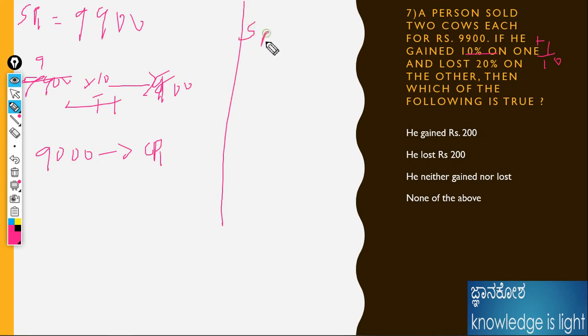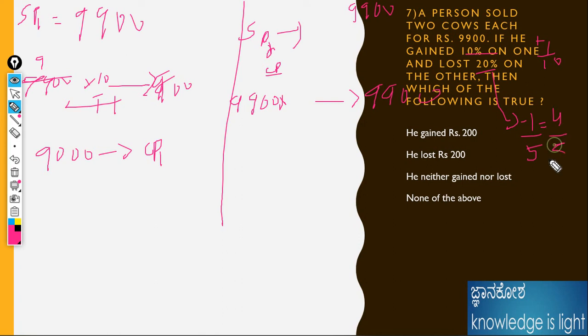And what is the second one? The selling price is the same. A 20% loss is mentioned. What is 20%? 1 by 5. 1 by 5 means 1 minus 1 by 5, which is 4 by 5. Anyway, given is 9,900, that means the selling price is given. To get CP we need the reciprocal of that, so 9,900 into 4 by 5 is inverted, we need to take 5 by 4.